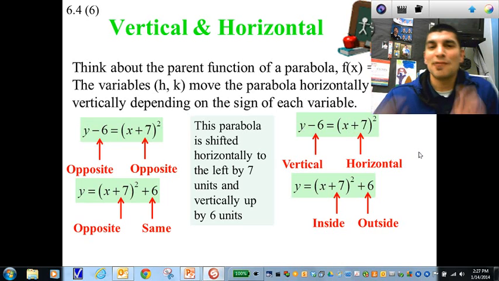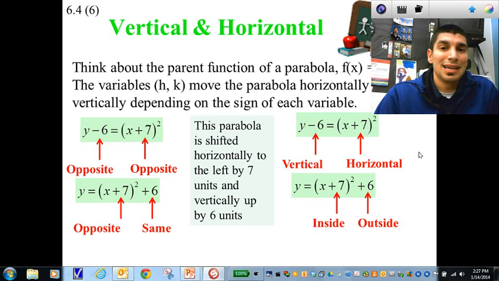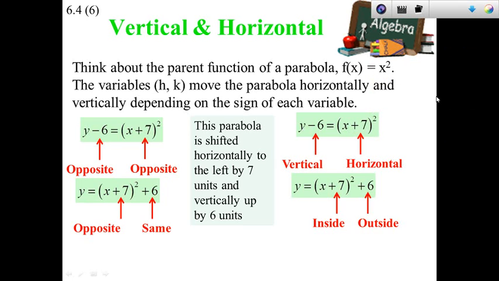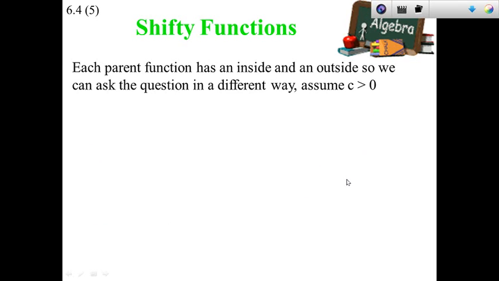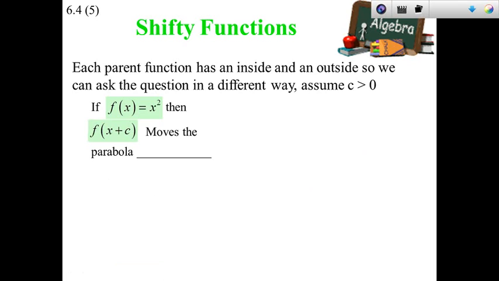Let's see if you can take this idea and apply it to the next type of problem. So here we go. I'm going to ask this question in a slightly different way. Think of it as an inside and an outside. If f of x is equal to x squared, then f of x plus c moves the parabola blank. What do you think goes in the blank? Really quickly, without me pressing pause, tell your neighbor what you think goes in the blank. F of x plus c moves the parabola blank. Talk about it. 10 seconds.